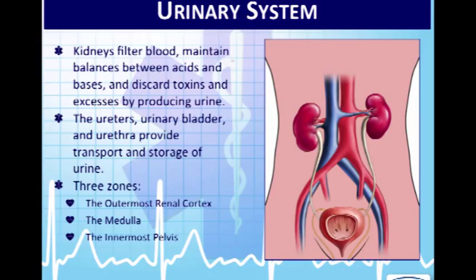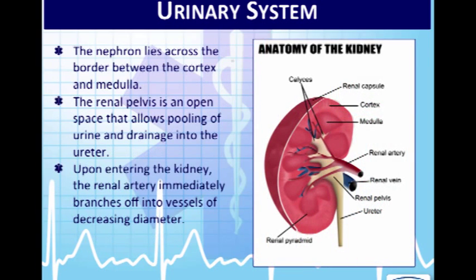The kidneys are commonly described as having three zones. The outermost zone is called the renal cortex. The middle zone is the medulla, and the innermost is called the pelvis, and they each do different parts. If you had a microscope and were looking at the kidney, you would see what are called nephrons. There are hundreds, if not thousands, of them in the kidney, and these are the little working units of the kidney. There are many of them, they are always working inside your body, and their main job is to regulate the acid-base balance of your body.